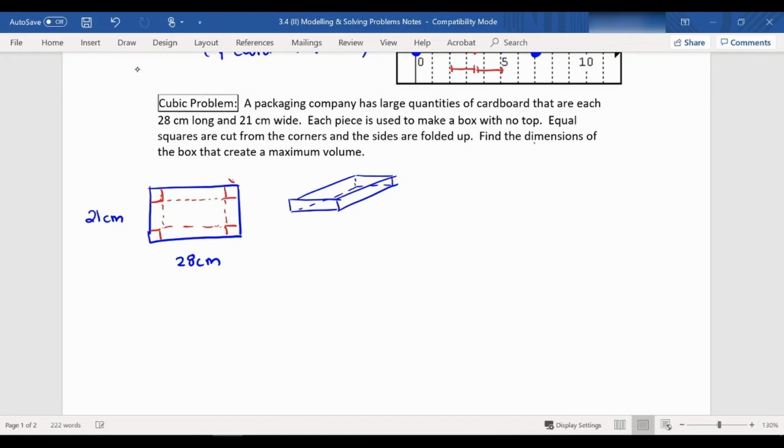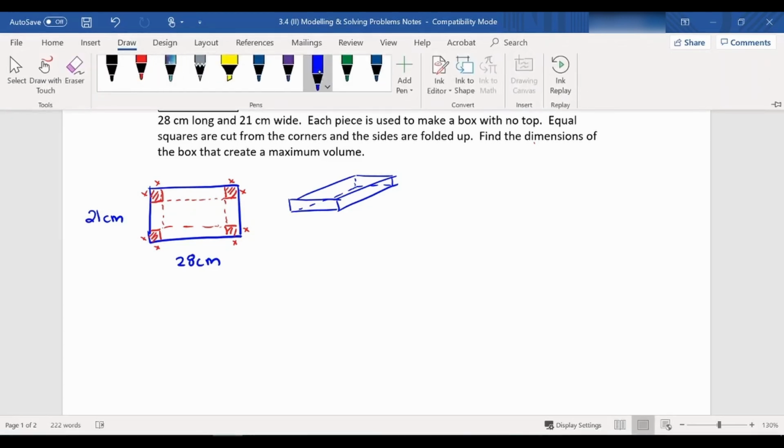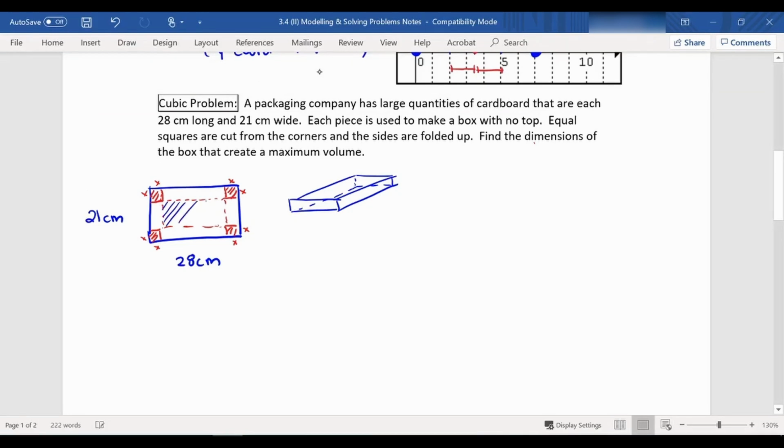So I'm going to call these little squares x by x squares. So this is what we're cutting out, and they're all x by x. They're all the same size. If they're not the same size, you're going to have a lopsided box. Okay. If I cut out these x by x squares, what's going to happen is this is going to end up being the bottom of my box. And then those other 4 rectangles will fold up to be the sides.